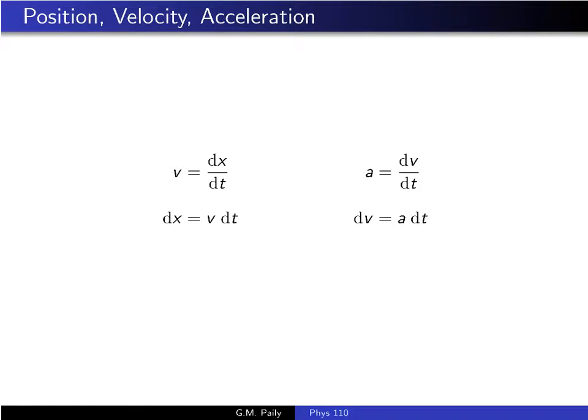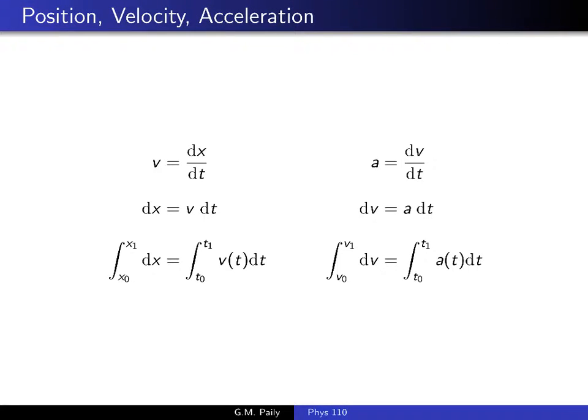If we want to go the other way, we need to integrate. So first, we rewrite the equations. dx is equal to v dt, dv is equal to a dt, and then we integrate. On this side, we are integrating with respect to x. We can see that because it's dx, and so the limits are values of x, x0 and x1. On this side, we are integrating with respect to t. We can see that because of the dt. So we are integrating velocity, which is a function of time, with respect to time. Since we're integrating with respect to time, the limits of our integrals are times, t0 and t1.